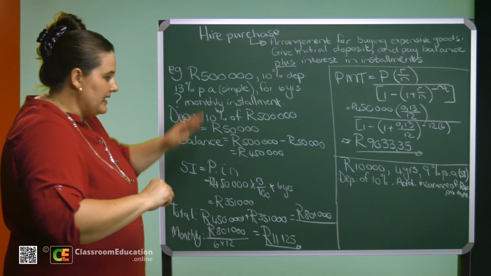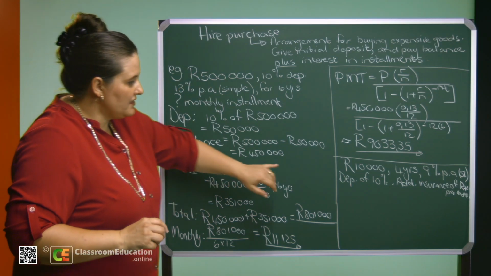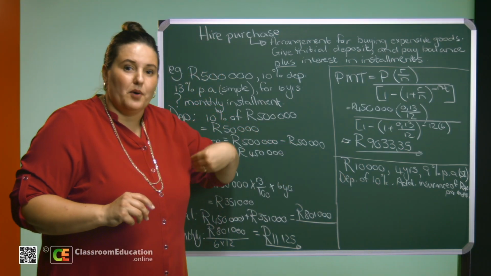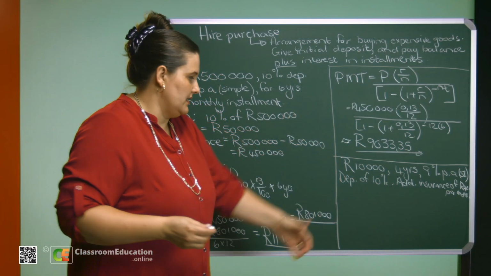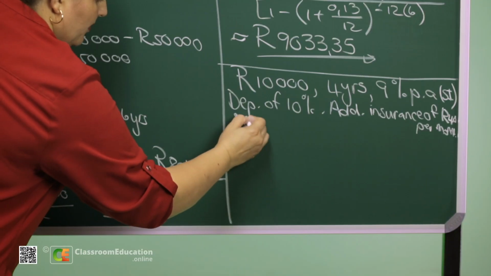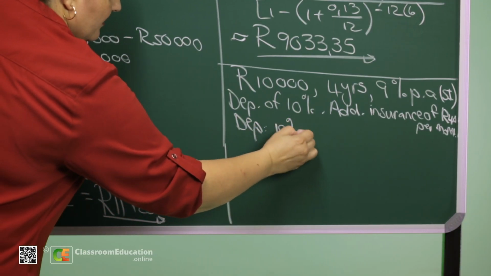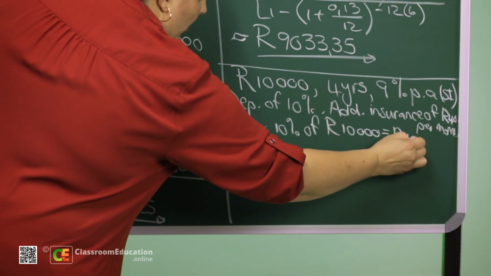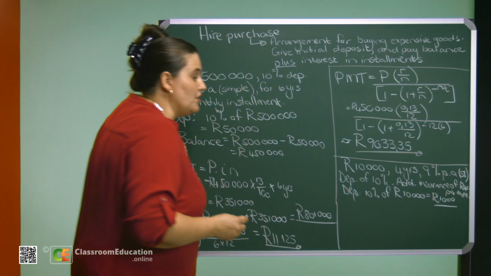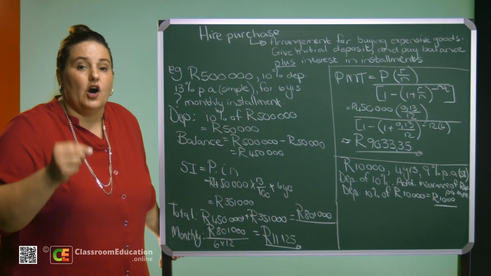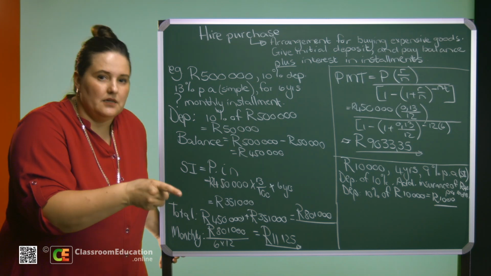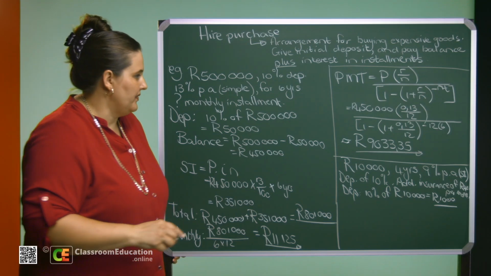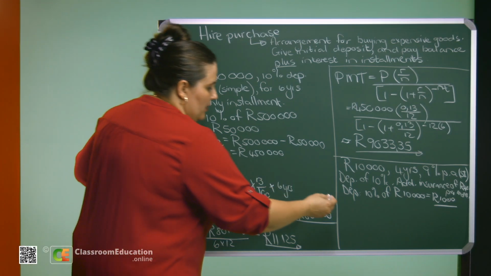Let's work it out. First thing, the deposit is 10%, so we would like to deduct that deposit first before we work out the interest. For my deposit, 10% of 10,000 equals 1,000 Rand. So you need to work out the interest on 1,000 Rand less than the 10,000, and that will be 9,000 Rand. Okay, let's use this formula.